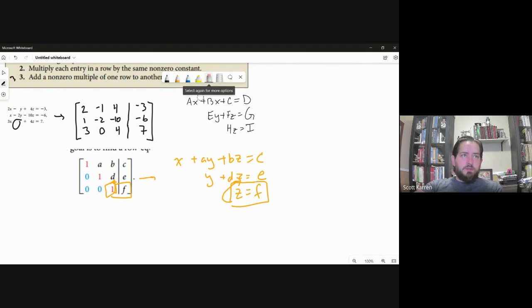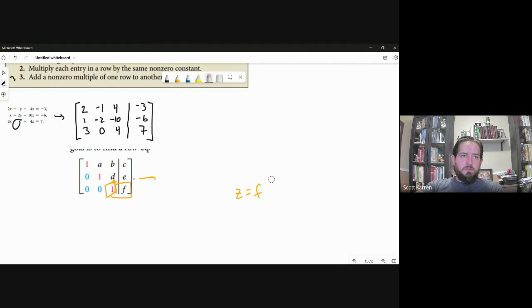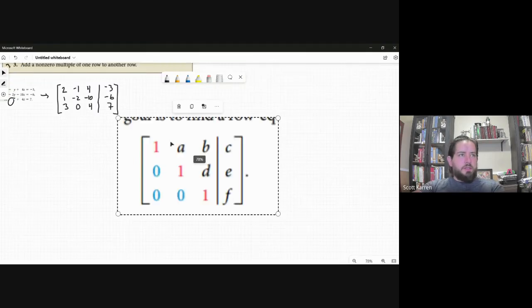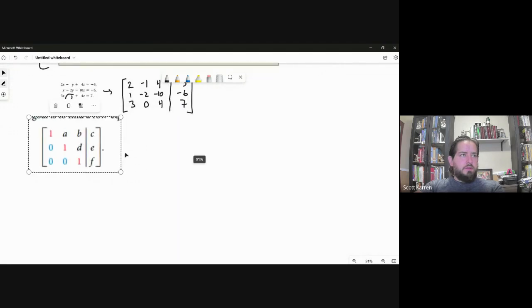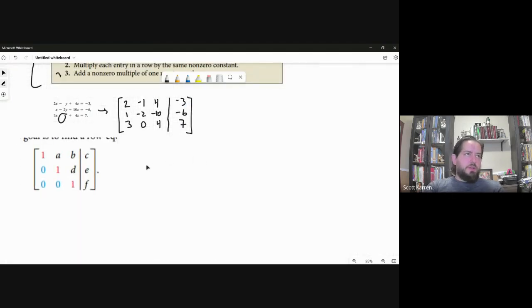I'm going to clear myself some space here. What I want to do is initially, maybe I didn't want to clear all of that space. I still want this hanging out. So the very first thing that I want to do is to try to get this to be a 1. That's step 1 for me.